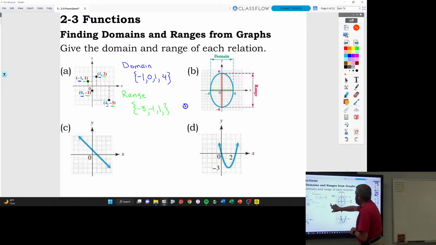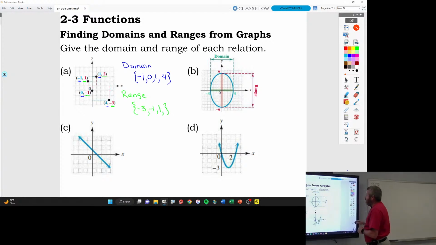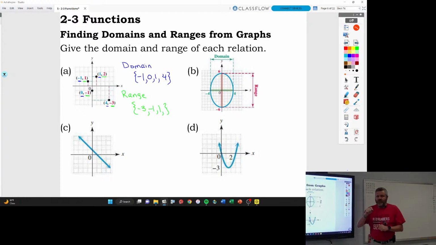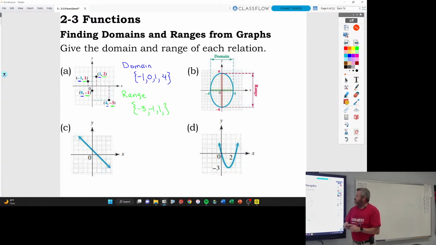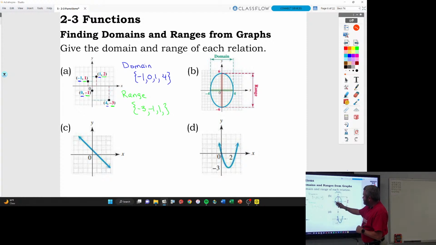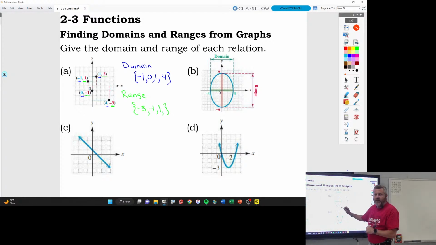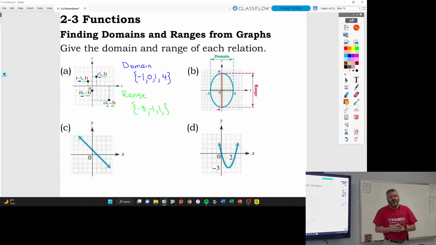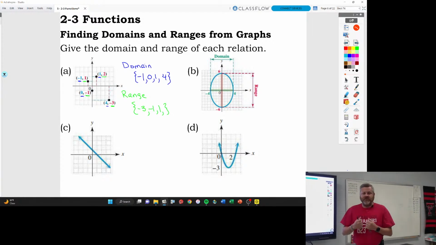Part B is a little bit different. Now we have this oval, and you'll notice on this oval the x values go from -4 to +4, and the y values go from -6 to 6. But folks, there are infinitely many points on this oval. It is impossible to list every single point on this oval. So what we're going to do is list the domain and the range by writing it down as an interval.